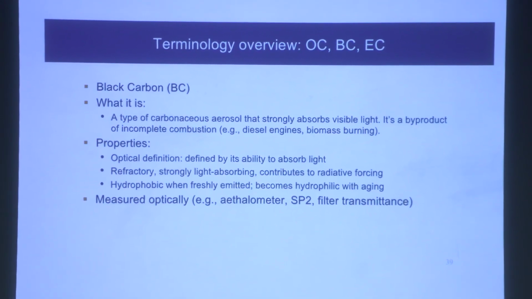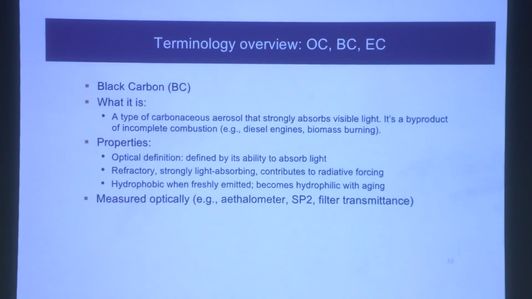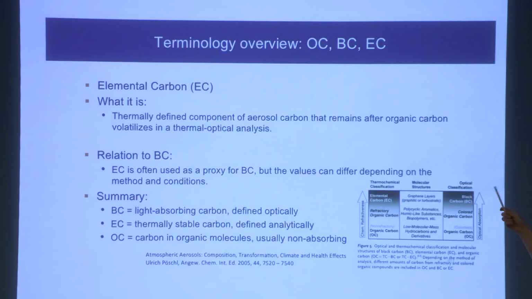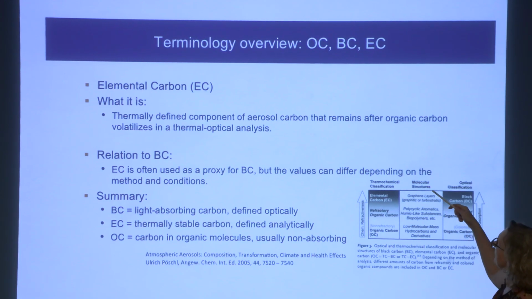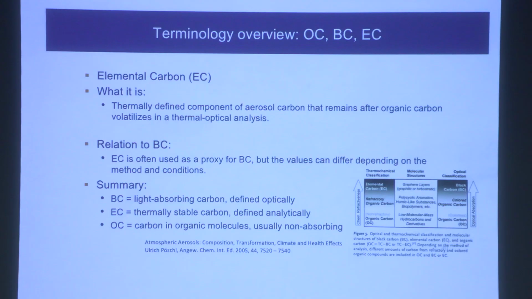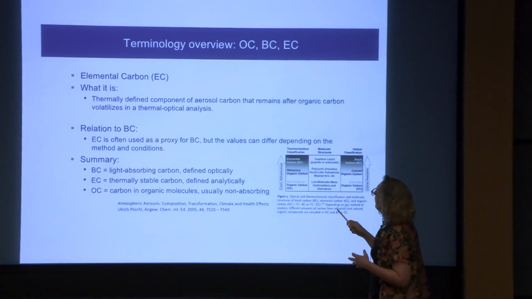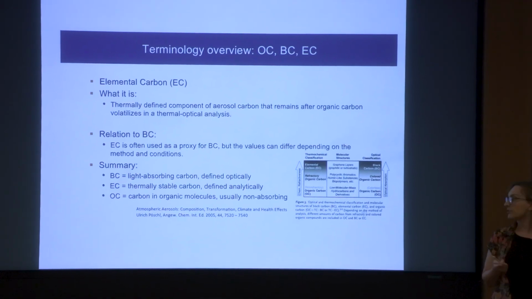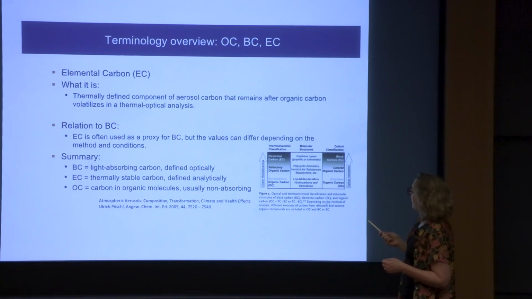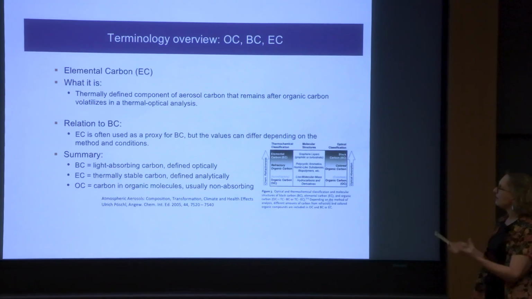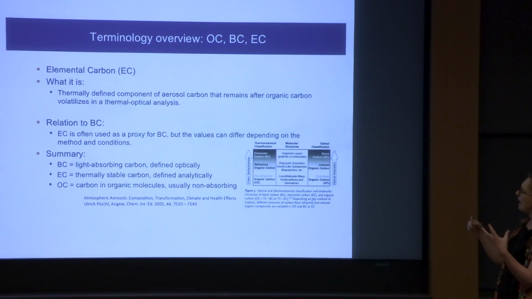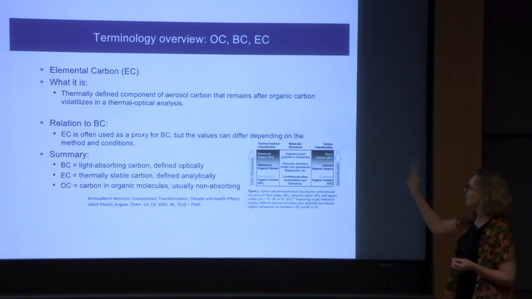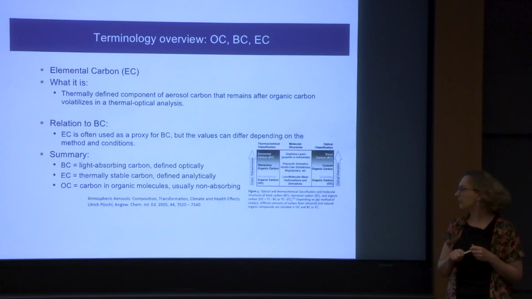Now the tricky thing is, what is elemental carbon then, if this is black carbon? That is also defined operationally, but rather than based on light absorption, it has to do with how easily it volatilizes after being exposed to high temperatures. You expose your sample to high temperatures, and the organic carbon evaporates. Whatever can evaporate evaporates. What's left behind is called the elemental carbon.